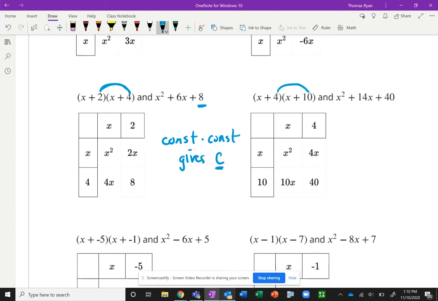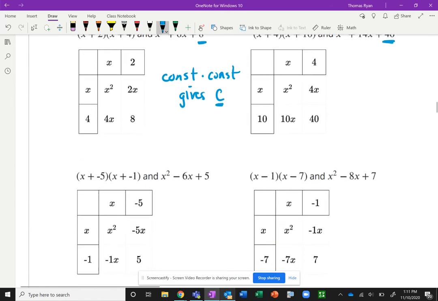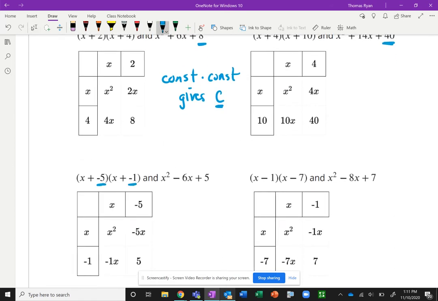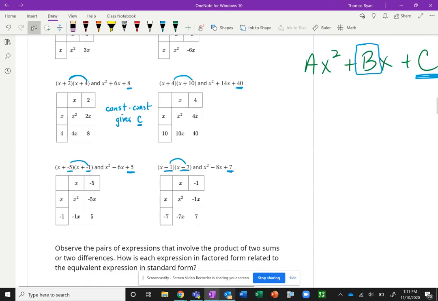So hopefully we are on board with that, right? Same thing. 4 times 10 gives us the 40. -5 times -1 gives us the positive 5. -1 times -7, you got to take the sign in front, gives us the positive 7. Okay, so we know that the constant times the constant in your binomials is going to equal your c term. But the question is, where does the b term come from?